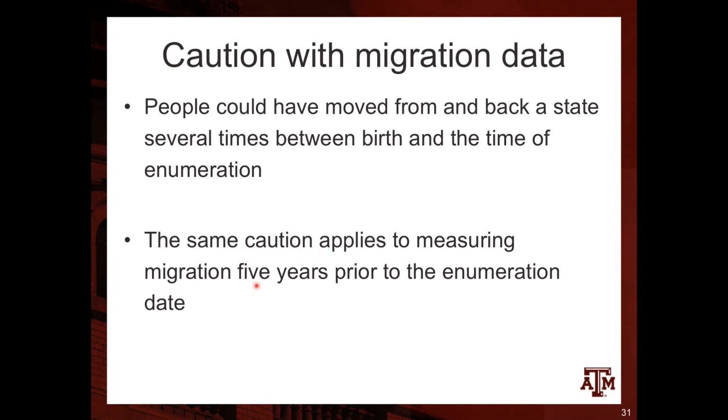So the same caution applies to measure migration 5 years prior to the enumeration or even 1 year prior to the enumeration. Because the American Community Survey, let's say the 2018, asked people, where did you live exactly 1 year ago, April 1st, 2017? And we know where the person lives now, April 1st, 2018. But maybe between April 1st, 2017 and 2018, the person might have moved to other areas, but we lose that information because that's the nature of the variables that are being asked in the American Community Survey.